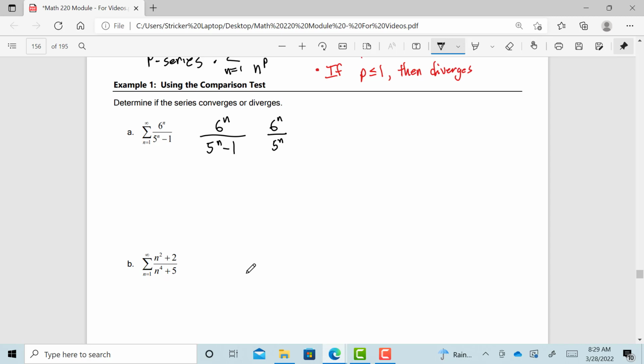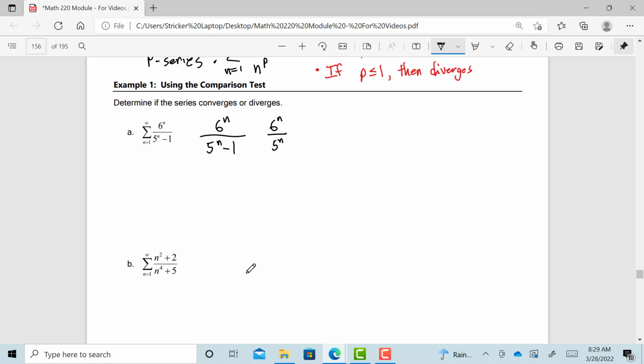You have to do this reasoning I'm about to talk about in most of these problems. So let's talk about this. If you compare these two, the numerator is exactly the same. What's different is the denominator. And so you want to think about, well, which denominator is bigger or smaller? So if you look at the one on the left, we have 5 to the n minus 1.